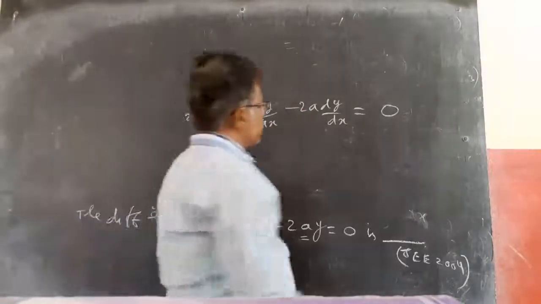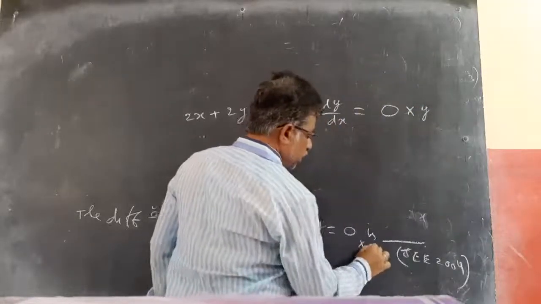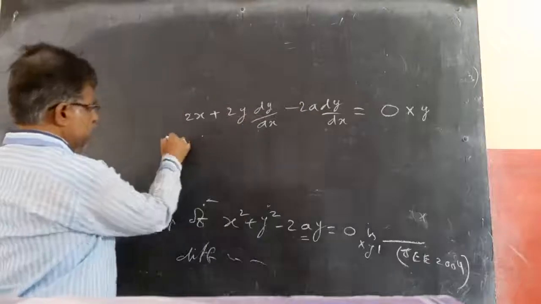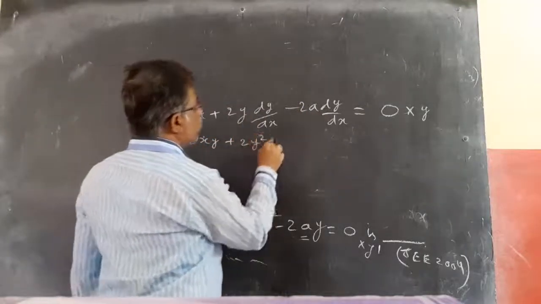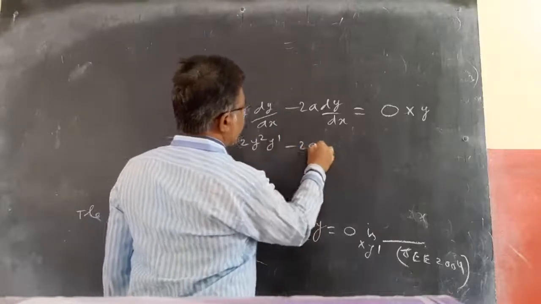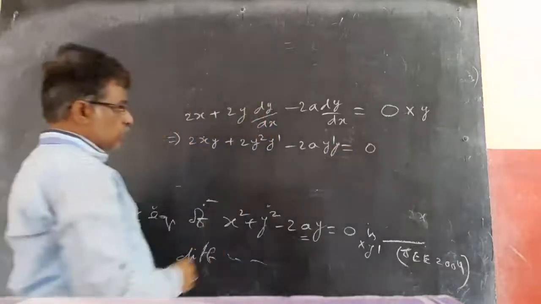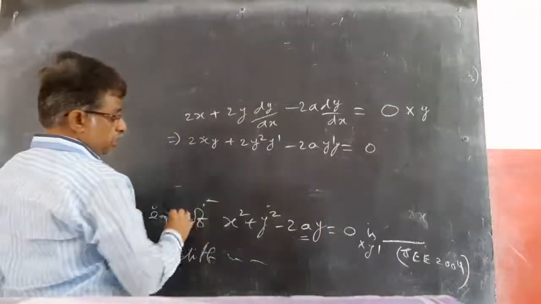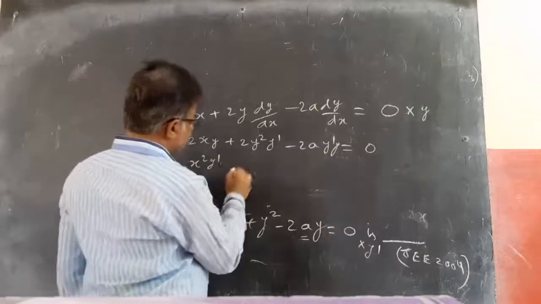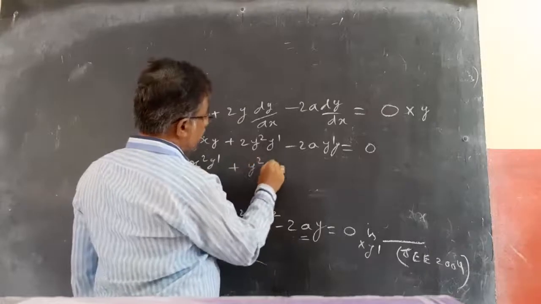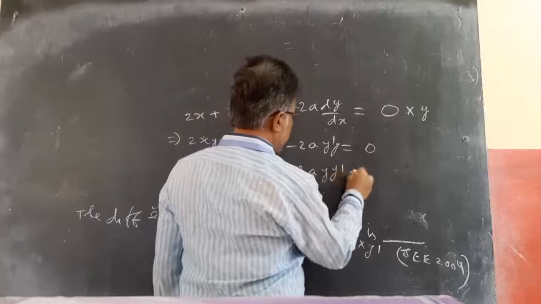So like that you can do it in many ways. I am multiplying this with y and this with y dash. So this equation becomes 2xy plus 2y square into y dash, dy by dx is y dash, minus 2a y dash equal to 0. Now this with y dash I am doing. So it becomes x square y dash plus y square y dash minus 2a y dash equal to 0.